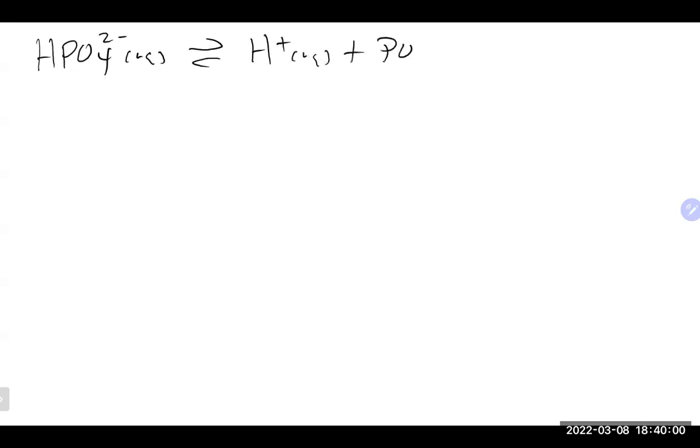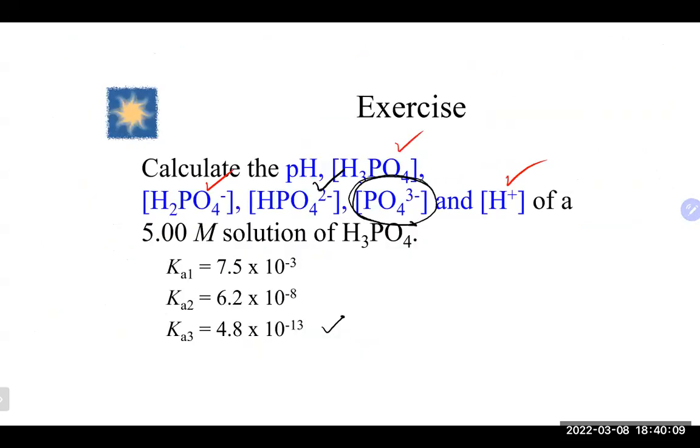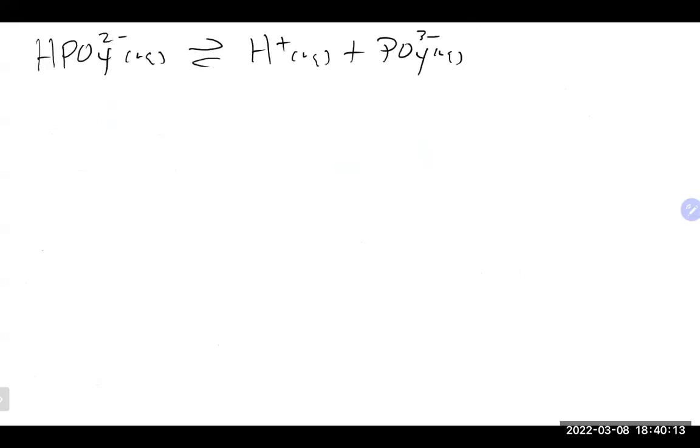So the third thing that's going to happen is our HPO4 2 minus is going to give up the very last proton there. And we're going to make phosphate, which is what we're interested in, which is why we have to go this far, obviously. And we're going to use that third Ka value, which is 4.8 times 10 to the minus 13, Ka3.